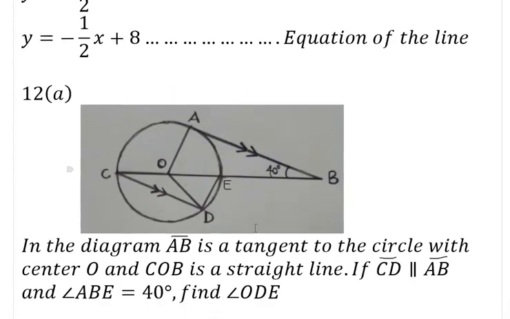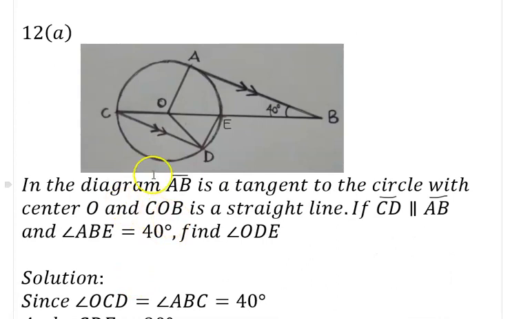Beautiful. So straight to question number 4. In the diagram, AB is a tangent to the circle. Look at it, it's a tangent.